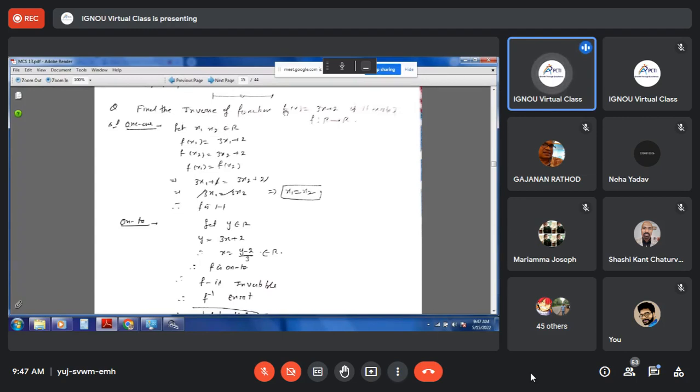Find the inverse of the function f of x, that is y is equal to 3x plus 2, if it exists. This is the most common formation of the numerical. Find the inverse of the function if it exists. f from R to R, where R is the set of real numbers.